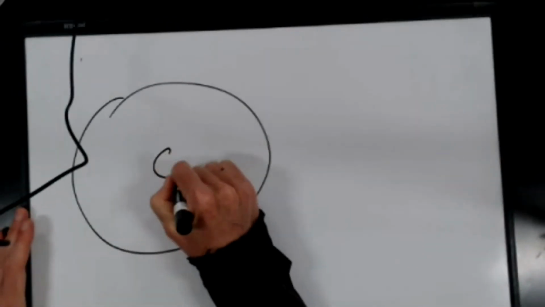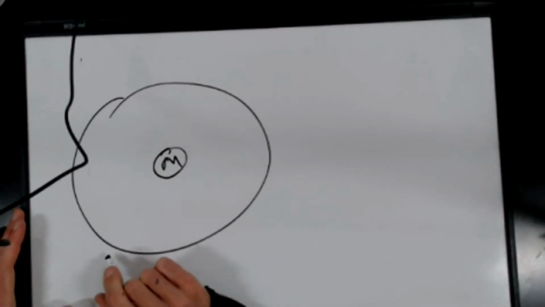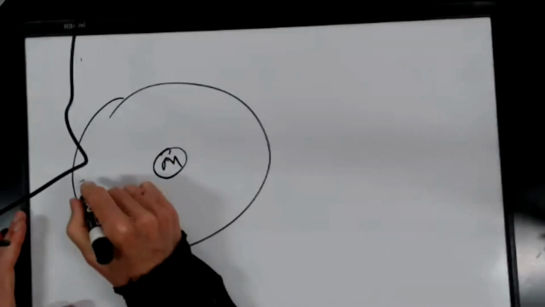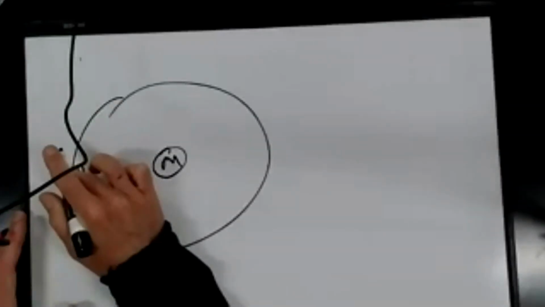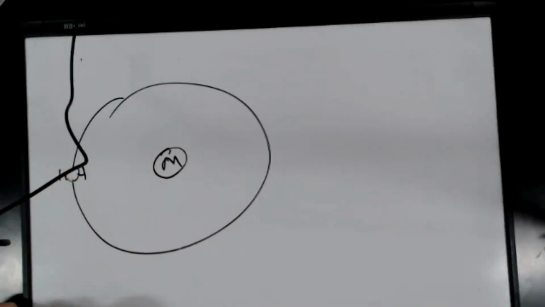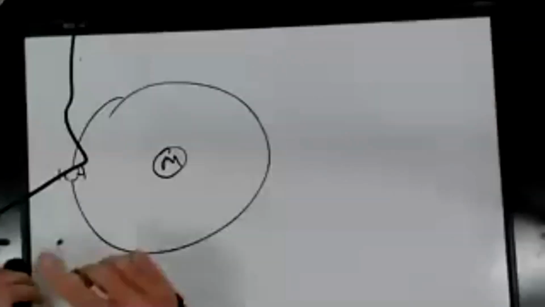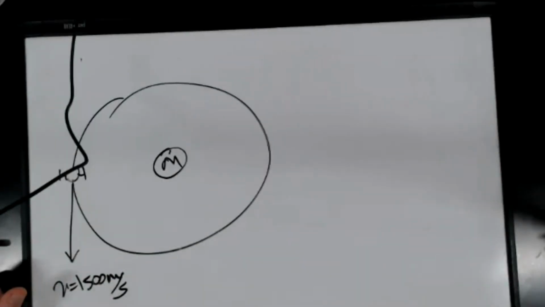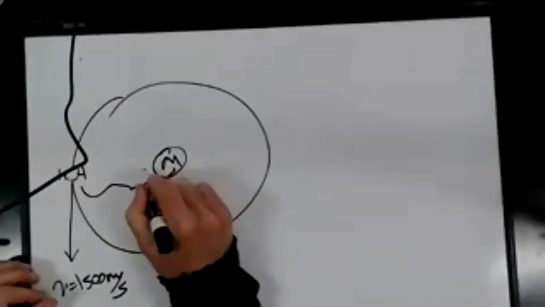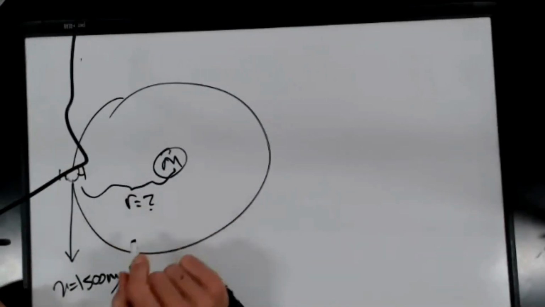A satellite orbits the moon in a circular orbit. So here's the moon in a circular orbit. So here's my satellite. Its speed is 1,500 meters per second. What is the distance of the satellite from the moon? From the center of the moon, r equals question mark.